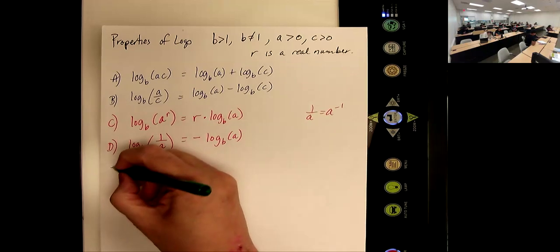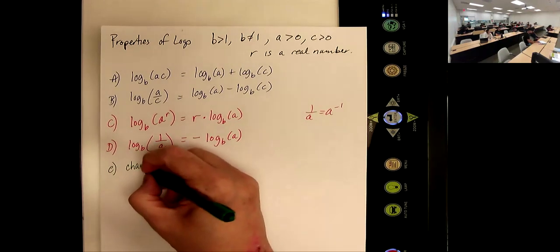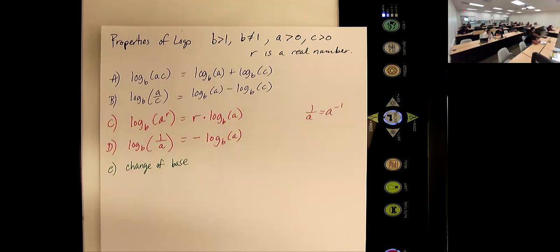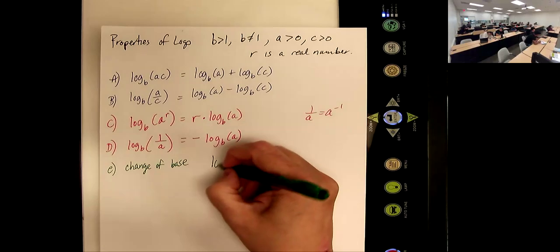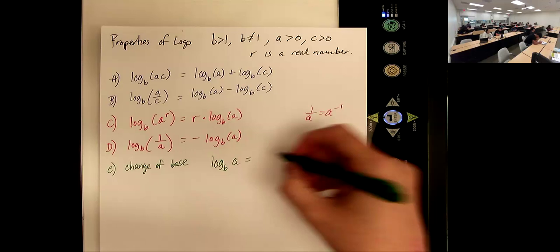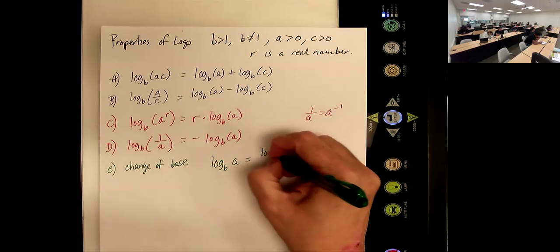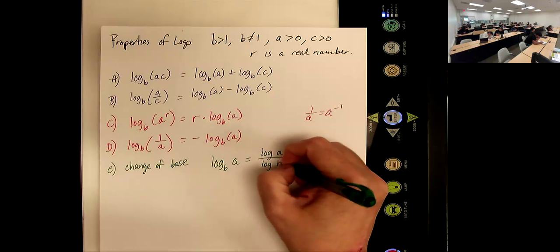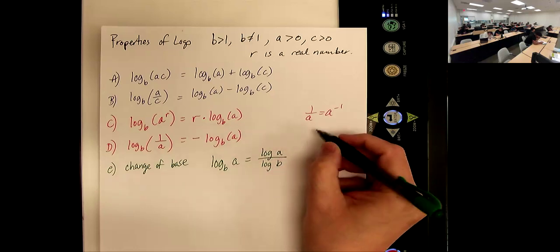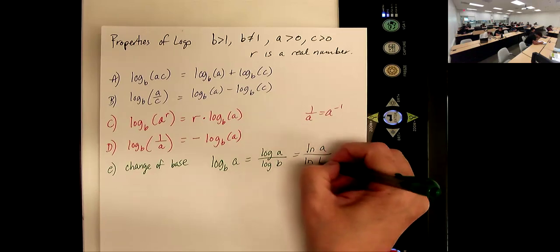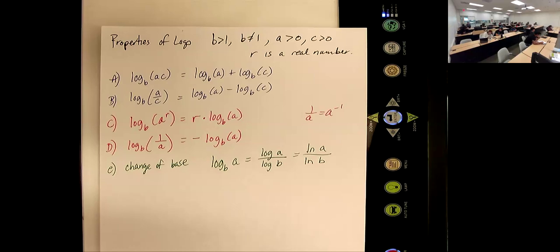The change of base formula, that's what it's called. Log base b of a equals log a over log b, or we do ln of a over ln of b. We can actually choose any base we want there, but they have to be the same base on both.